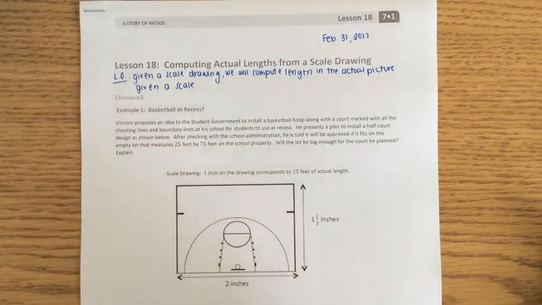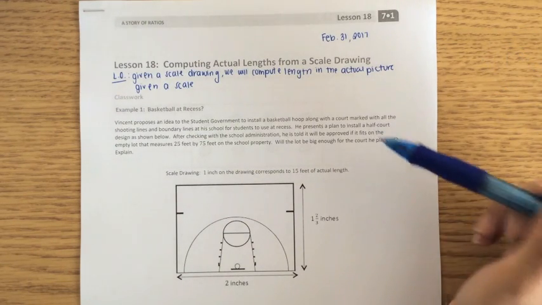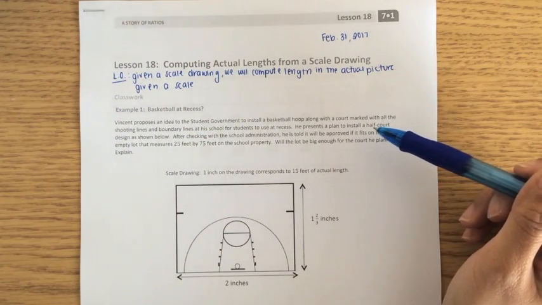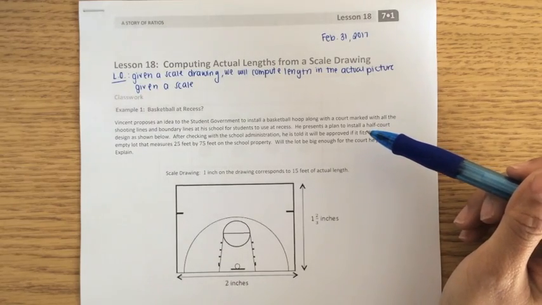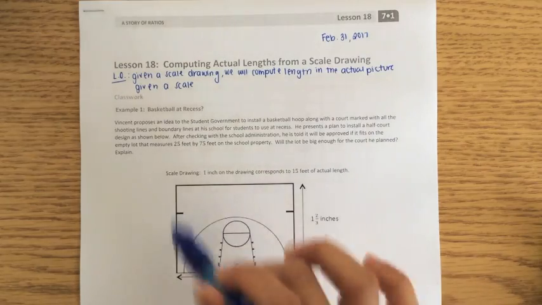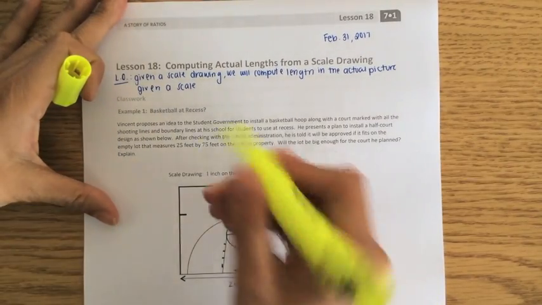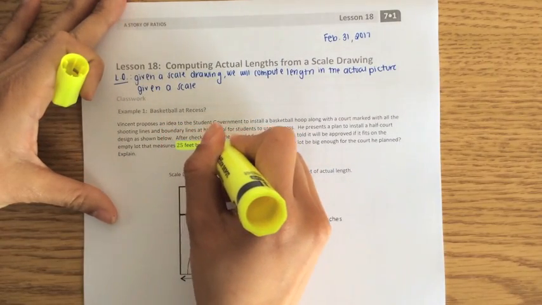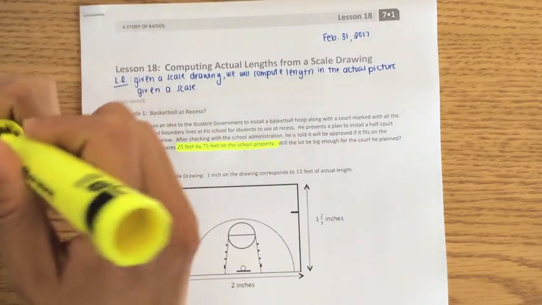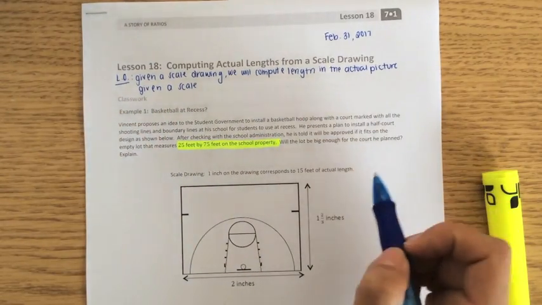So what we're going to do first is take a look at example 1, which is talking about a basketball court. Vincent proposes an idea to the student government to install a basketball hoop along with a court marked with all the shooting lines and boundary lines at his school for students to use at recess. He presents a plan to install a half-court design as shown below. After checking with the school administration, he was told that it will be approved if it fits in the empty lot that measures 25 feet by 75 feet on the school property. So we want to know, will the lot be big enough for the court he planned and explained?